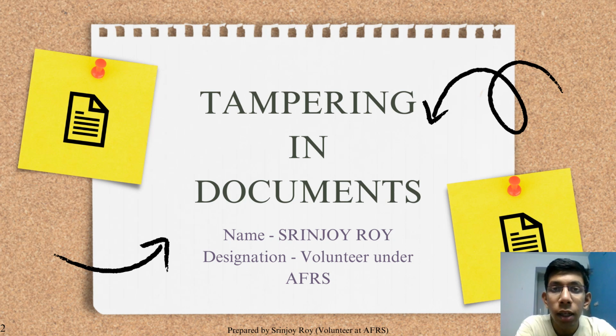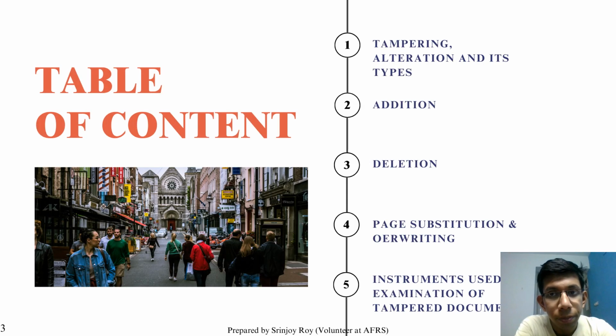So basically in this video we are going to cover what is tampering, what is alteration, and their types. Under their types we have addition, deletion, page substitution, overwriting, and finally, it is also very important to know how you can detect the wrong. If tampering is something which is wrong, then how will we detect it? By using certain instruments and certain methods. So we are going to study those also in detail.